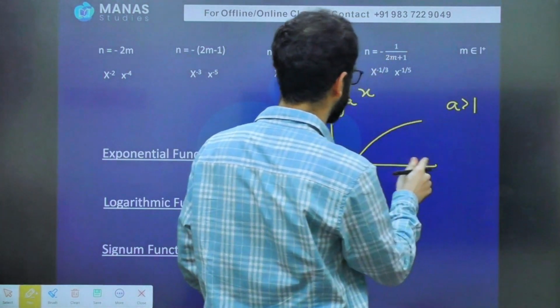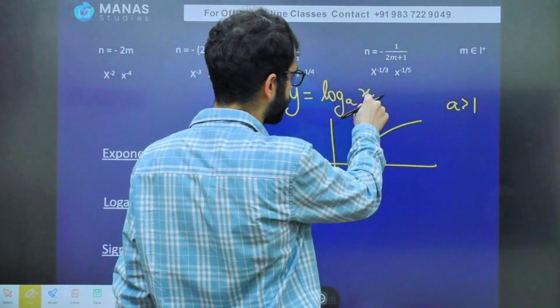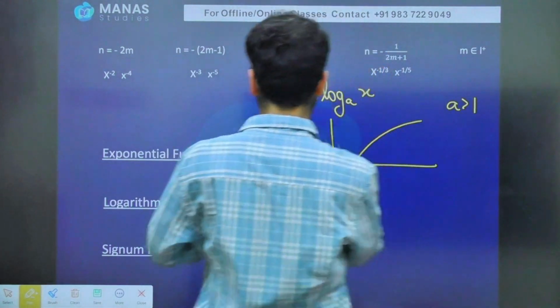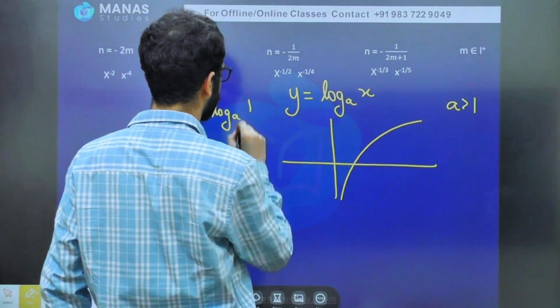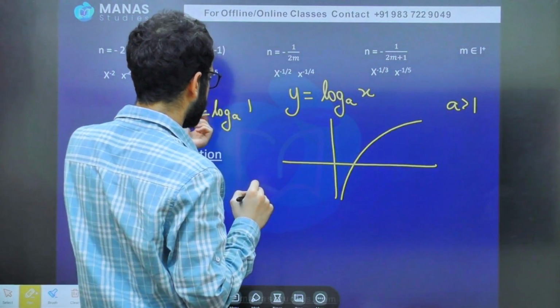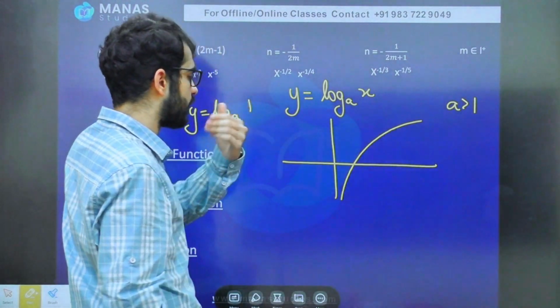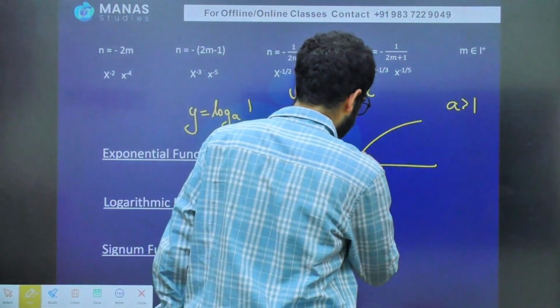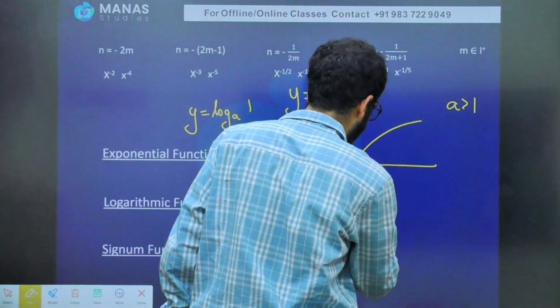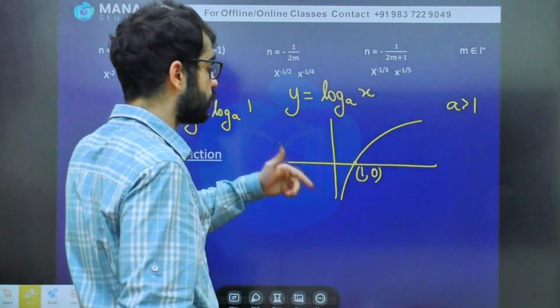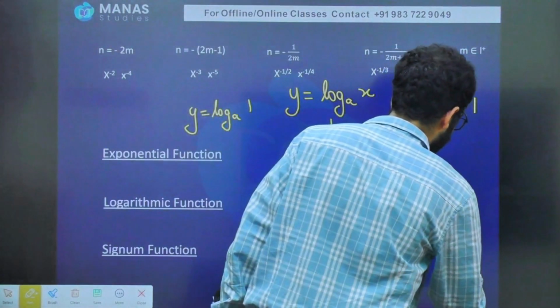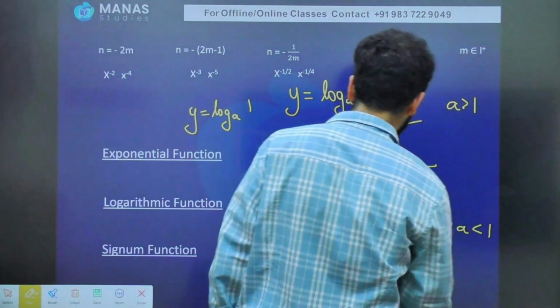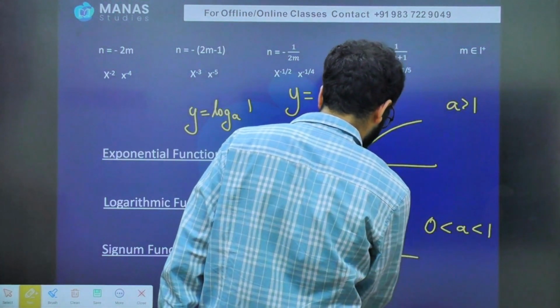Now if x is equal to 1, then this would look like y is equal to log a 1. What should be the power of a so that the outcome is 1? The power should be 0. Therefore we can say that at 1 the value of y will be 0. So that is the root of the equation, or the x-intercept. Now if the value of a ranges between 0 and 1, then the graph would look like this.